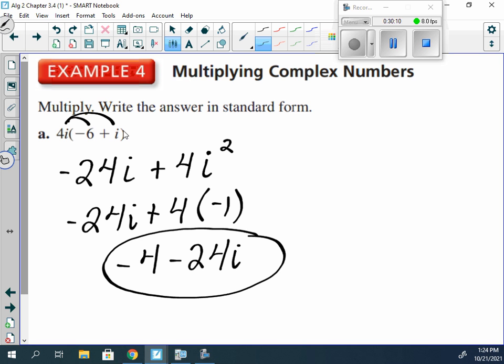I have a feeling some of y'all tried that in the calculator. Did you all get the same thing? Yep. Questions on this here?